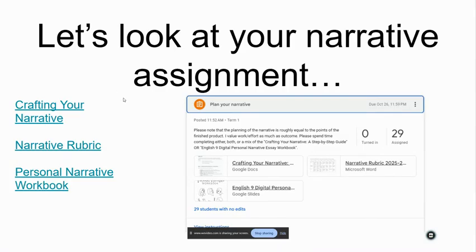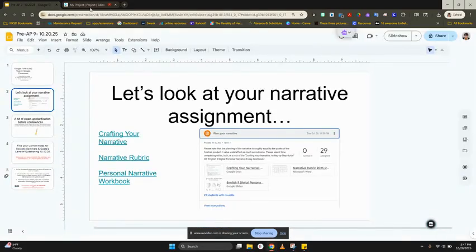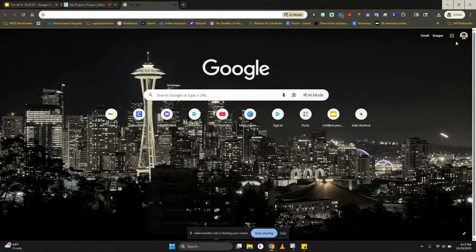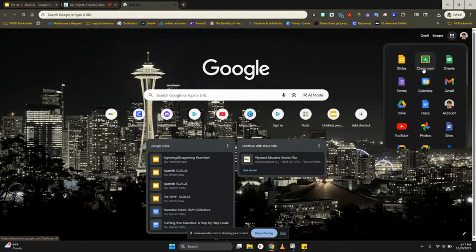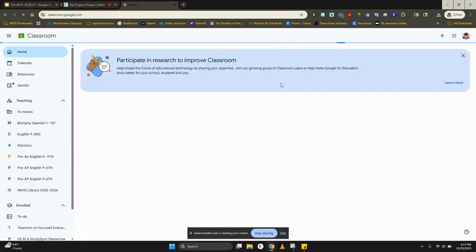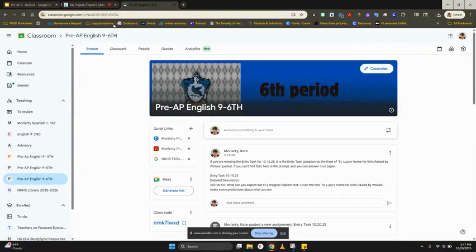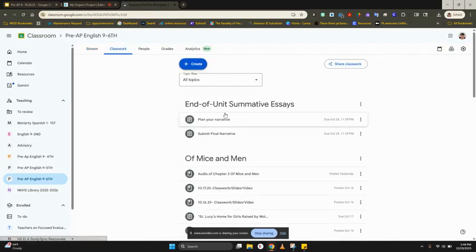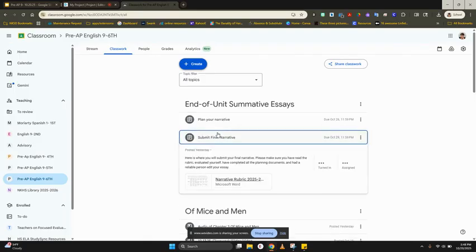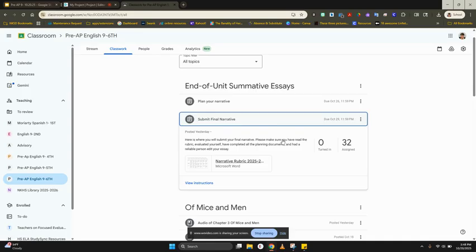So in Google Classroom, I have double clarified your narrative assignment. Let me show you where it is. Go into Google Classroom. Pick whichever class is yours. Today I'm picking 6th. Go to classwork. You'll see this end of unit summative essays. Here's a plan your narrative. Here's submit the final narrative. Let's look first at the submitting your final narrative.